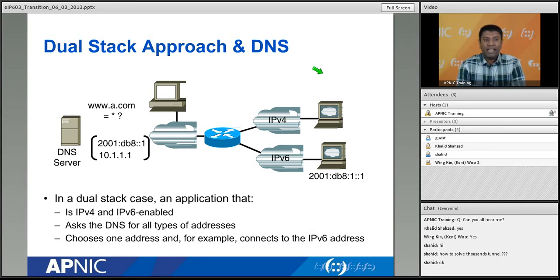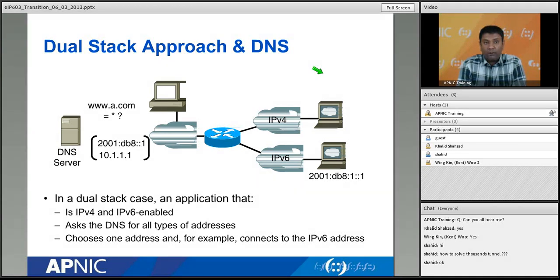Dual stack and DNS. DNS plays a very significant role in terms of what transport your machine will use between source and destination. If your machine cannot resolve any quad A record, meaning an IPv6 address record for your host, say for example www.a.com, your machine will go to the local DNS server and ask for a quad A record.